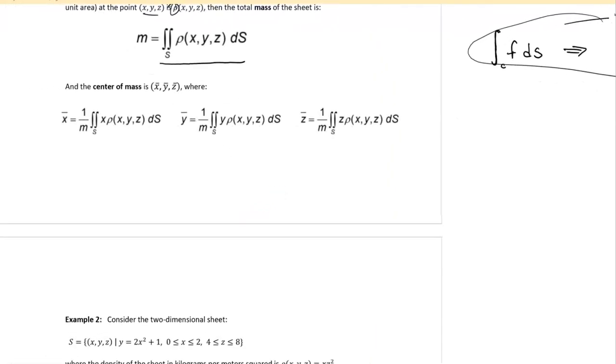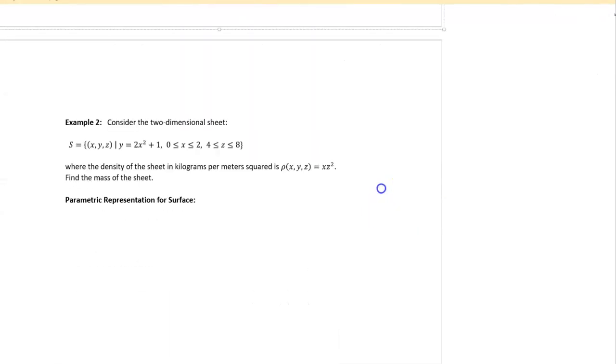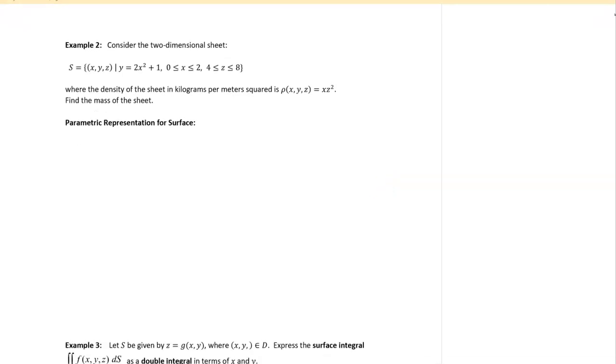Center of mass, unsurprisingly, x bar, y bar, and z bar is 1 over the mass times that variable times the rho function. And we do those surface integrals. So last thing for today is going to be this example, example number 2. Consider the two-dimensional sheet given by S right here.